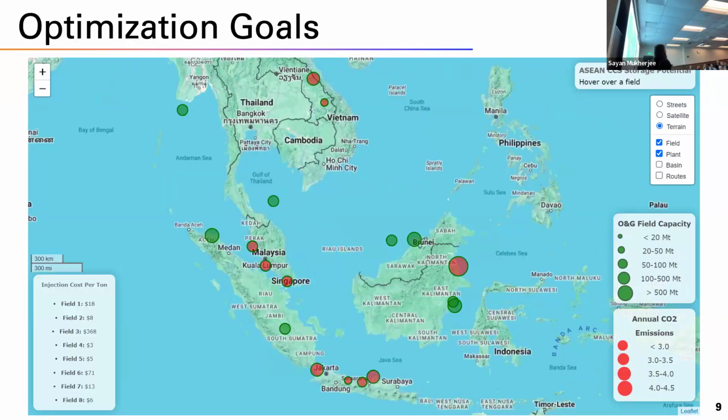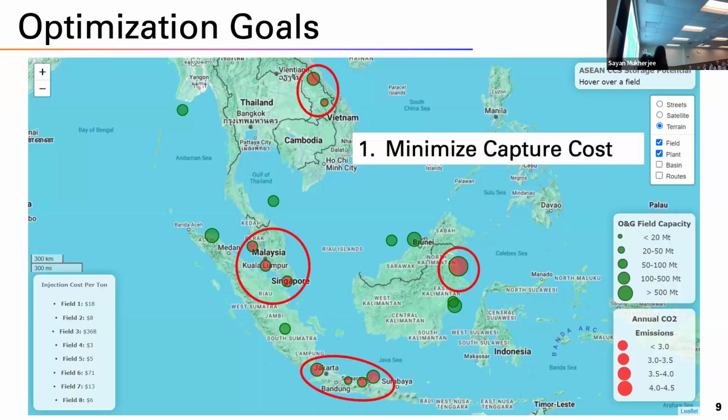So getting into the optimization, the main goals we're looking at, obviously, are to mitigate carbon emissions, but then also to minimize the costs. There are three main costs that we want to minimize within the carbon source to sink situation. And the first is minimizing the capture cost.